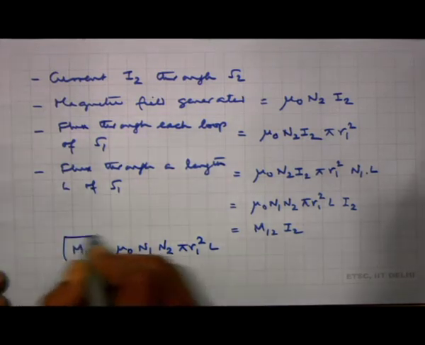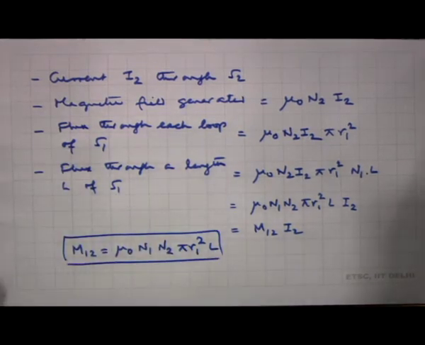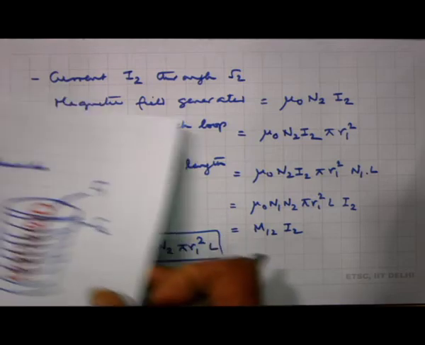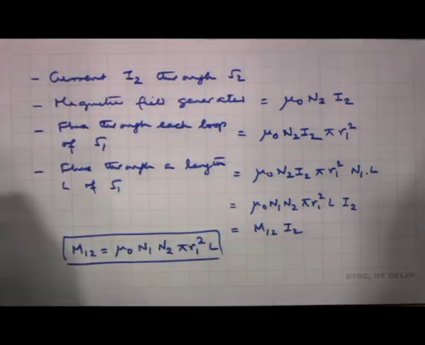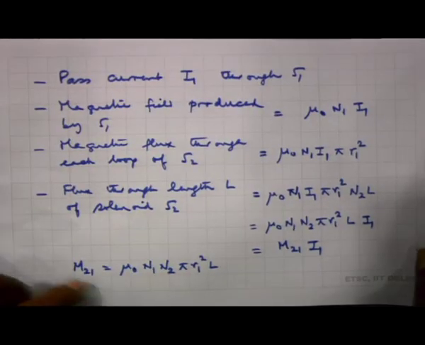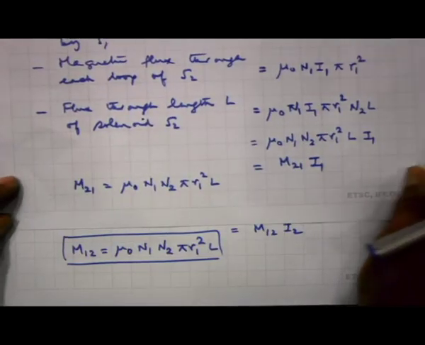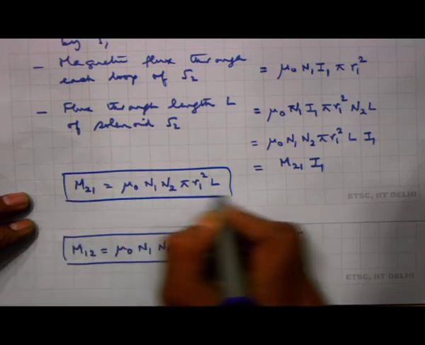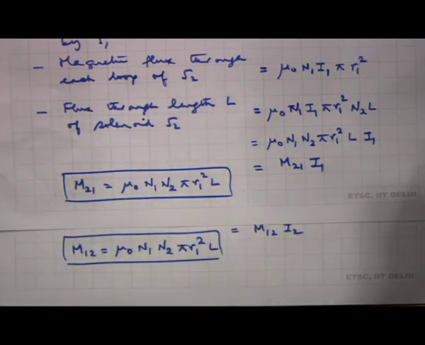So, that is the mutual inductance between 2 and 1. This is the mutual inductance I get when I pass a current I2 through S2, and the mutual inductance which I got when I pass a current I1 through S1 is essentially this quantity, and as you can see here they are exactly the same. M21 is equal to M12. So, the mutual inductance between these two coils.